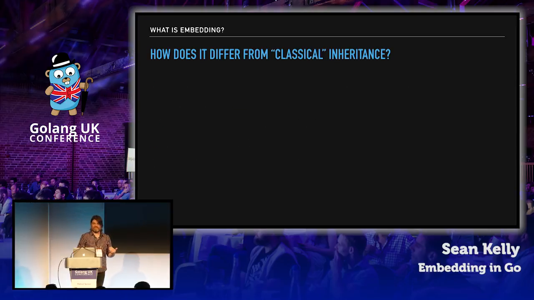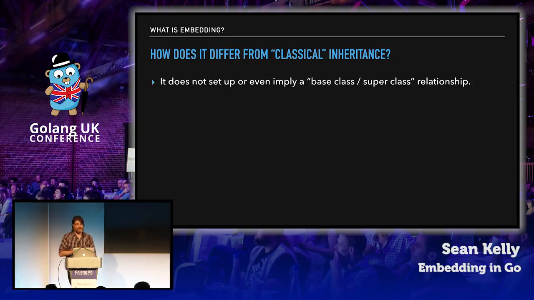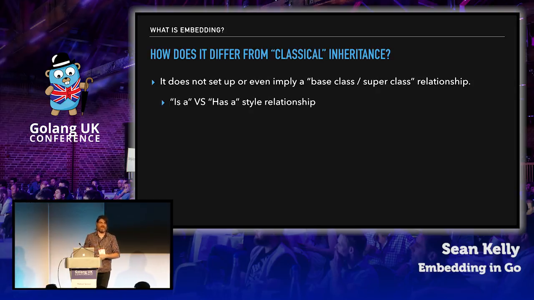So overall, how does this differ from what we might know of as a more traditional or classic inheritance scheme? Well, like I said, it doesn't imply or even set up or in any way support the idea of a base class or a parent or a superclass or anything like that. It really is the is-a versus has-a. So for example, a car could inherit from an automobile, but it also is comprised of a set of wheels.